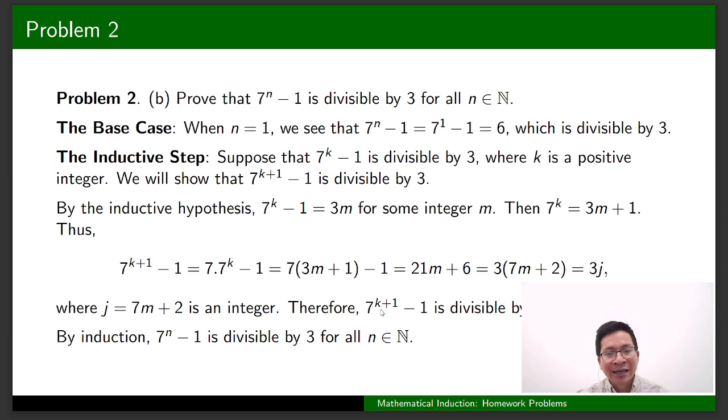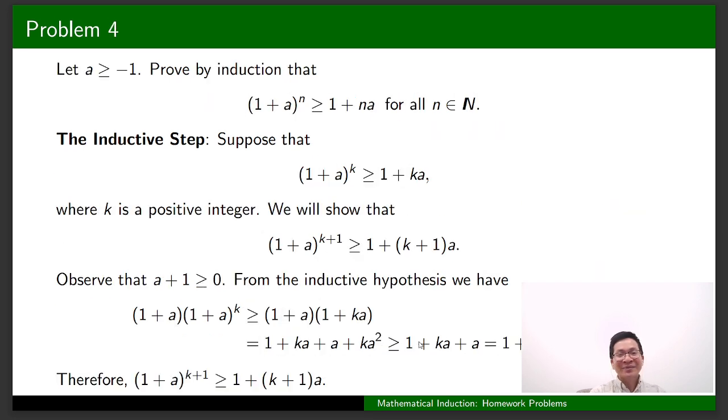By definition, 7 to the k plus 1 minus 1 is divisible by 3. Okay, so we have proved that this is divisible by 3. By induction, this is true for all n in N, and then we're done. So easy, right? Okay. So let's move to problem number 4, which is more difficult.